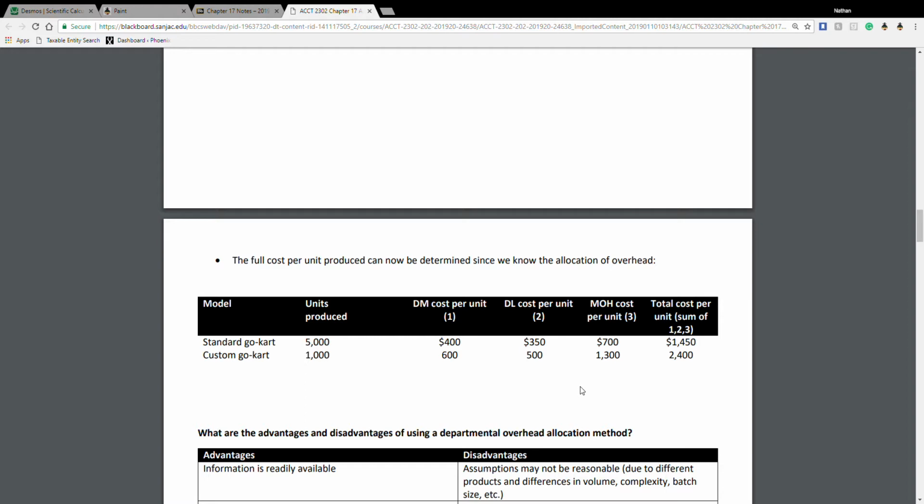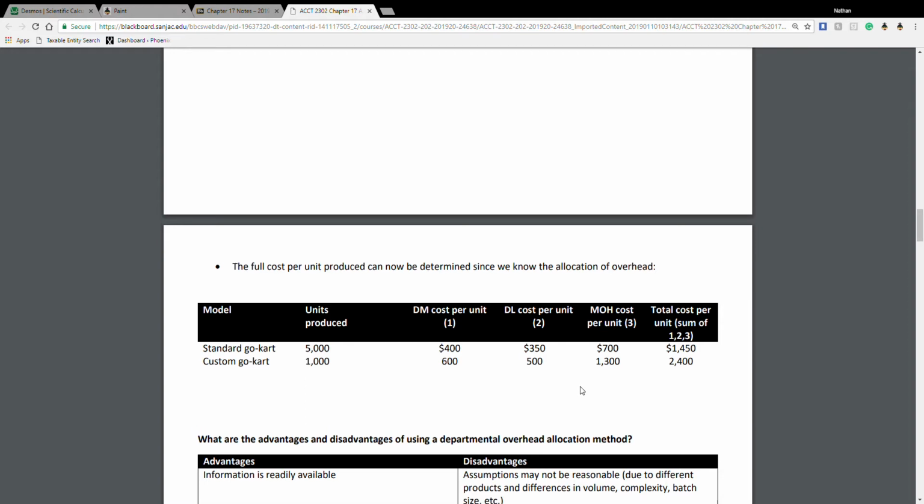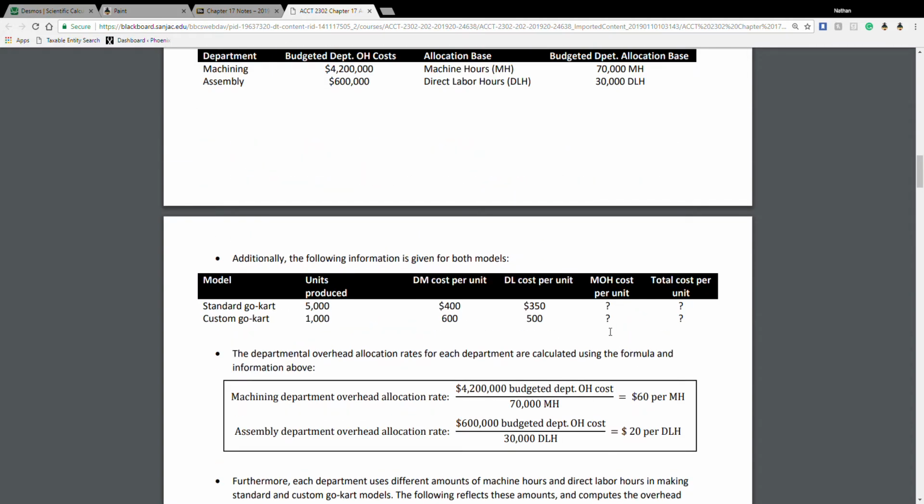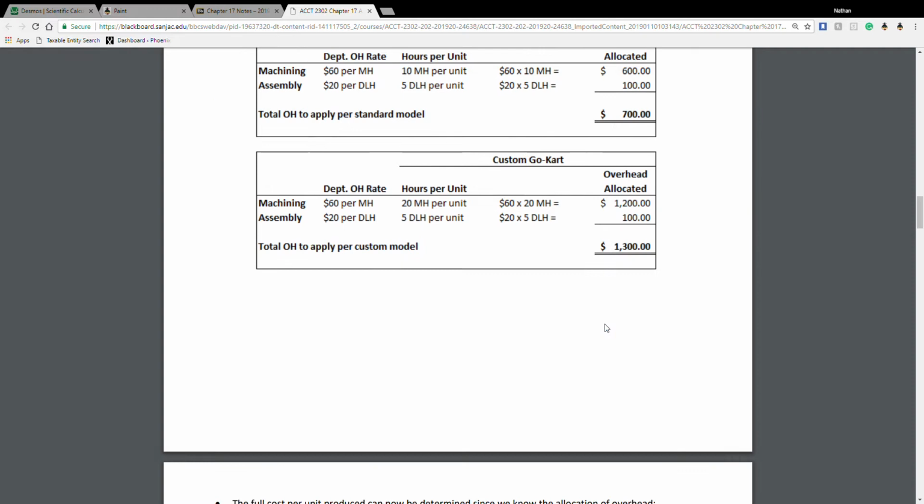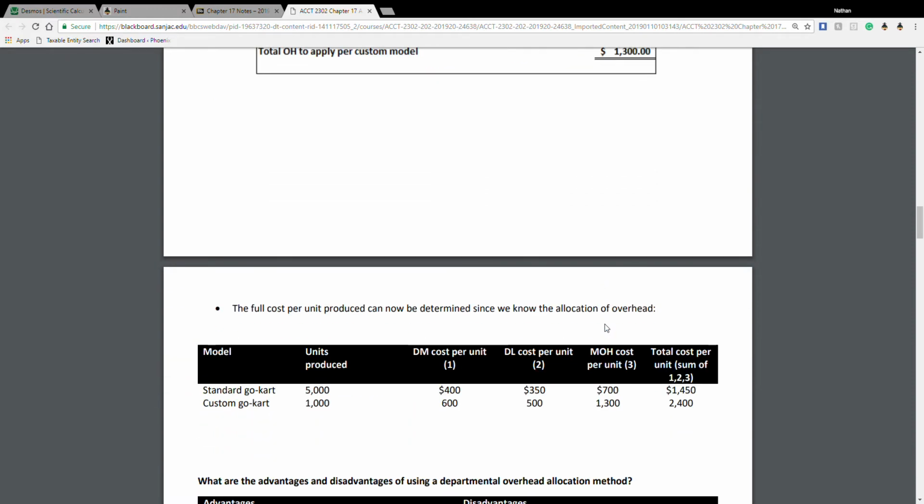Once we have those, we can plug them into our little chart that was right here, because now we know how much per unit according to this method. For standard go-karts, with the 700 now added in, we add our big 3 for the cost of manufacturing, and we find out per unit it is $1,450 to make a standard on our cost. So cost of goods sold, cost of manufacturing, is about $1,450. The custom go-karts cost us about $2,400 under this method.